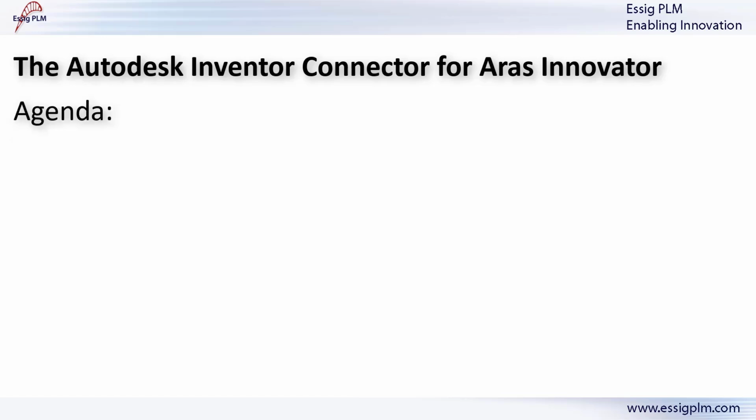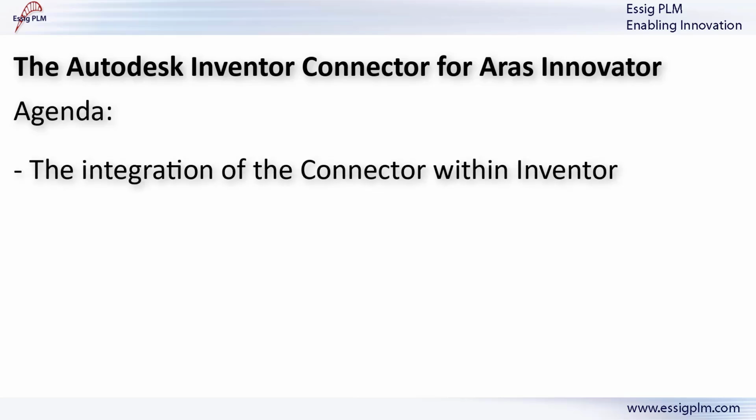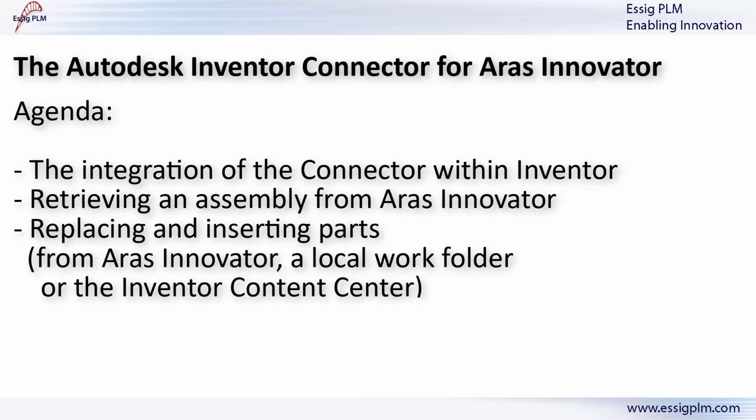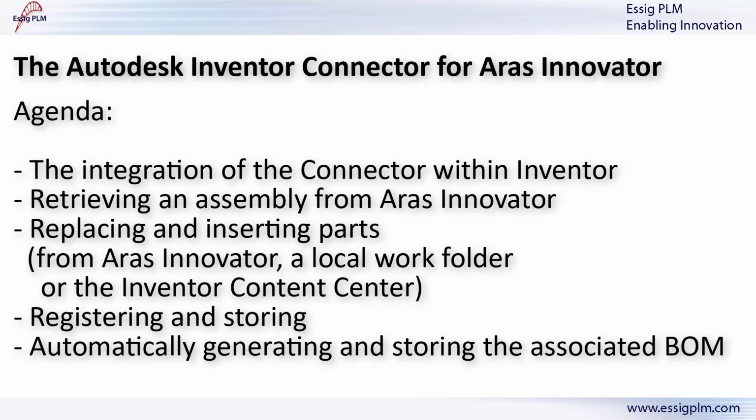Today's video will use a real case scenario to cover the following topics: the integration of the connector within Inventor, retrieving an assembly from Aras Innovator, replacing and inserting parts either from a local work folder or with an already existing part in Aras Innovator or from the Inventor Content Center, registering and storing the modified assembly into Aras Innovator, automatically generating and storing the associated BOM.